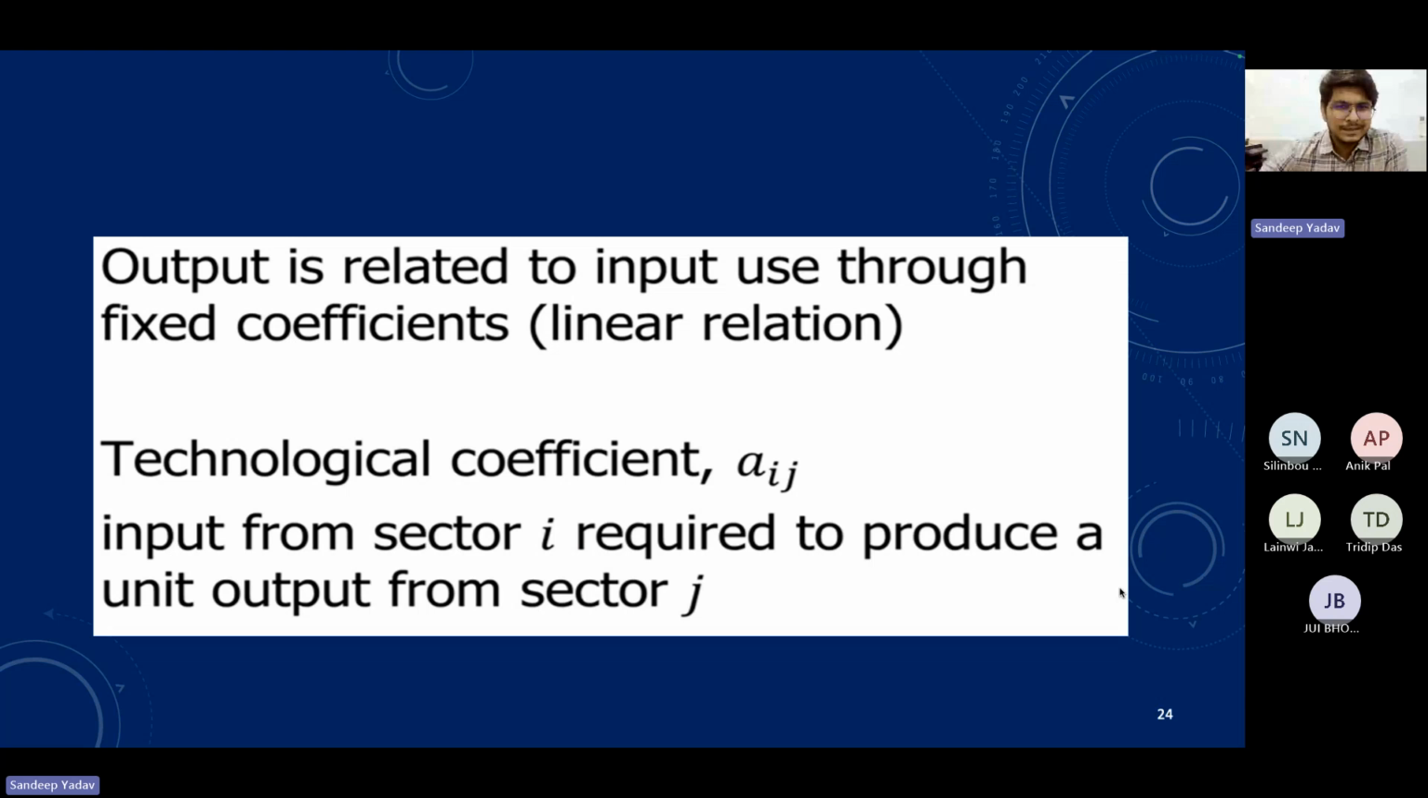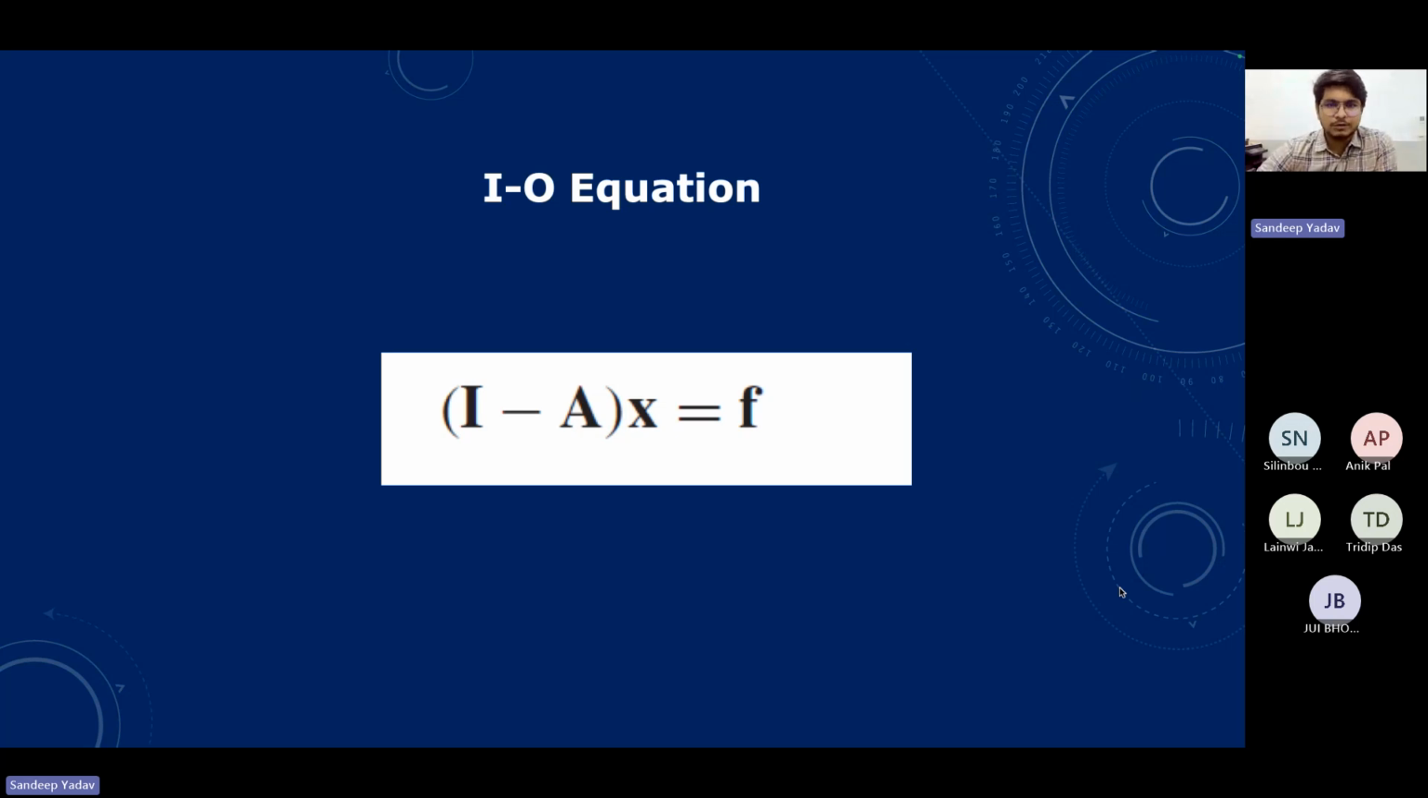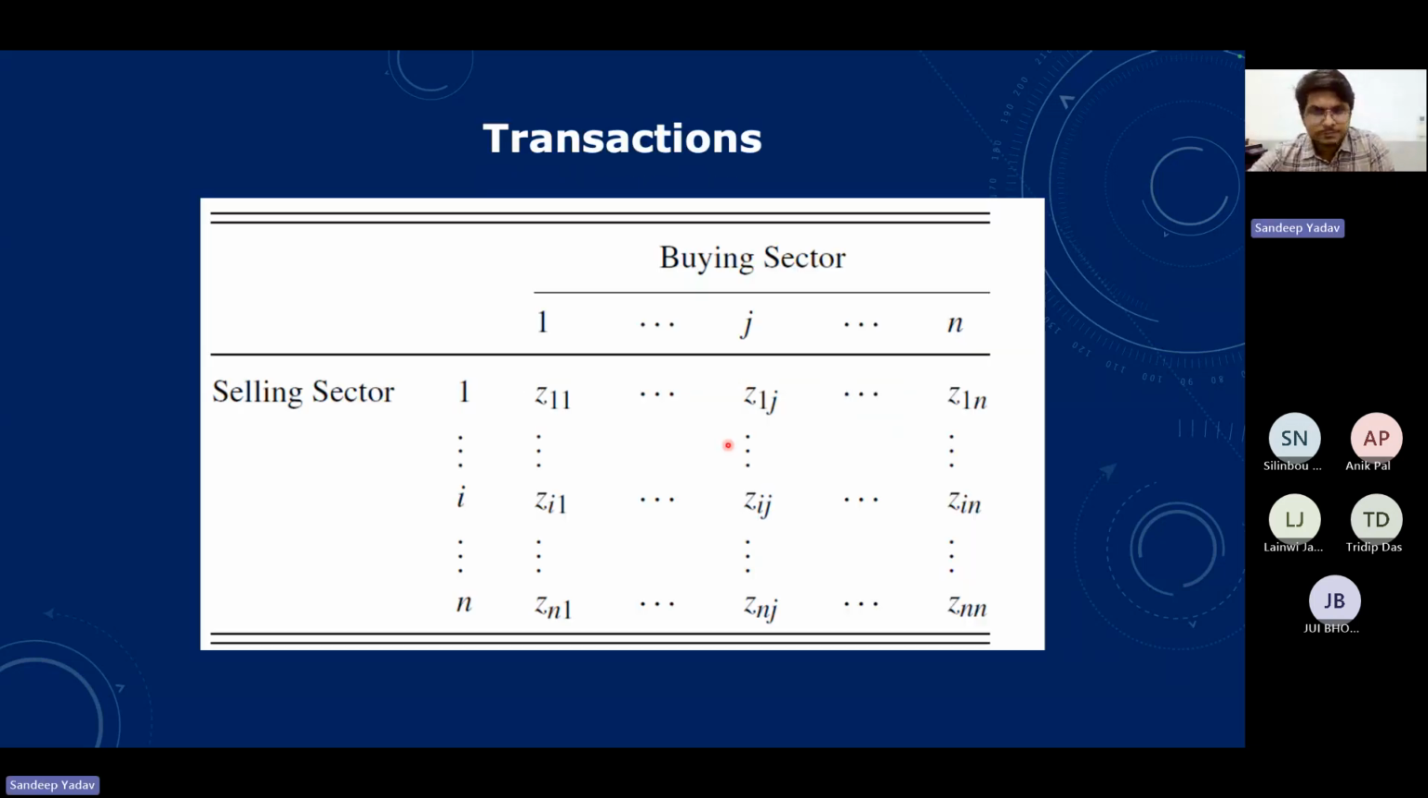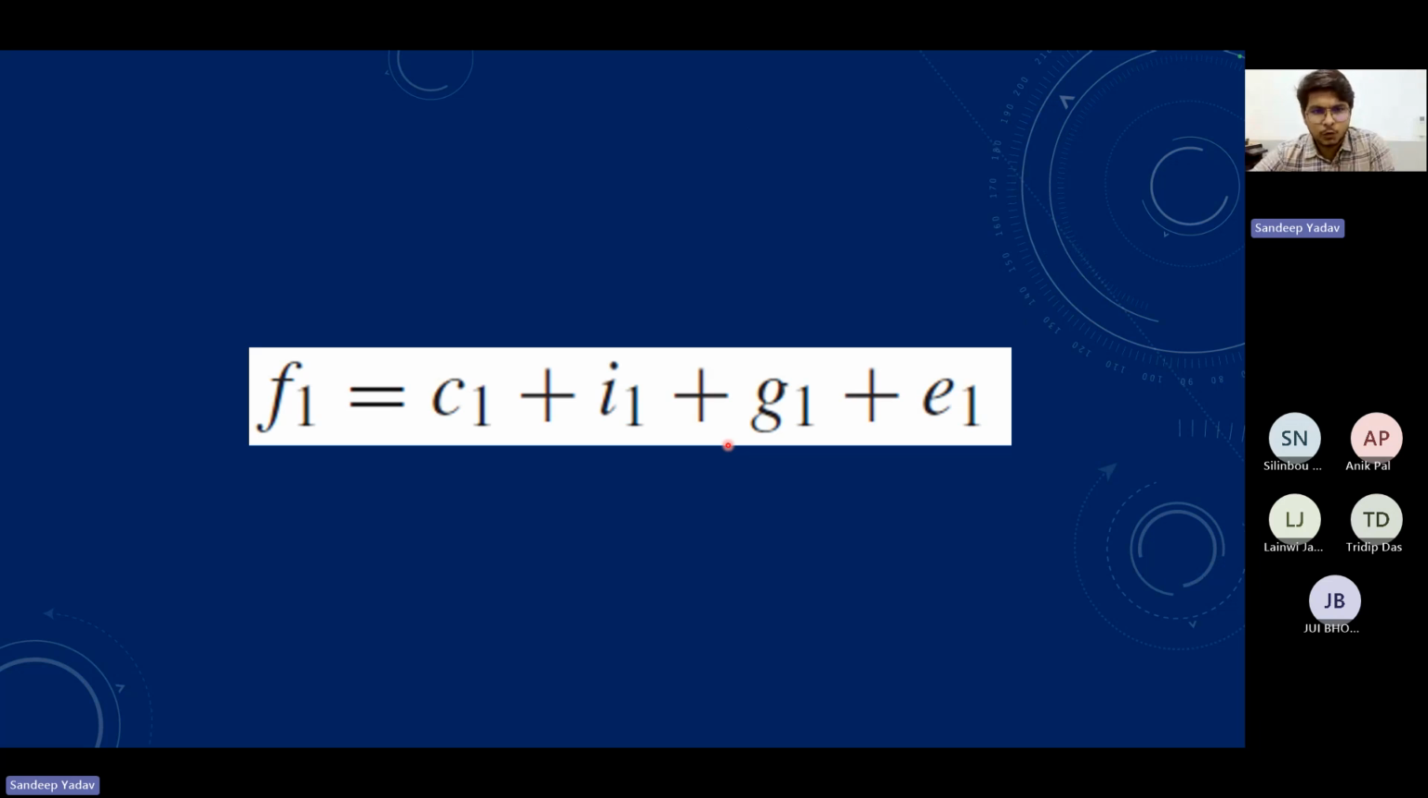Now output is related to input used through a fixed coefficient as a linear relation, and this is the input-output equation. Here I is an identity matrix: (I minus A) into X is equal to F. When we are asked to calculate F, we know A, so we just need to multiply I minus A into X, then we can get the value of F. We will solve a few questions about this, and then you will get clarity about input-output analysis.